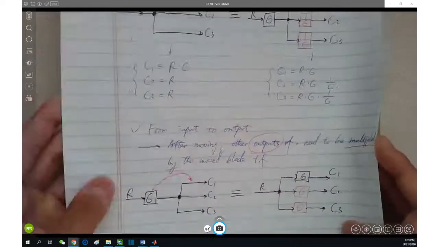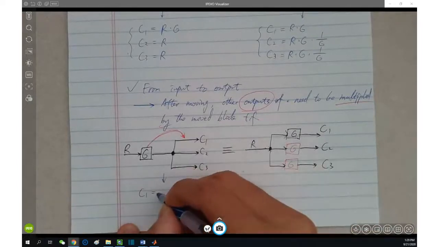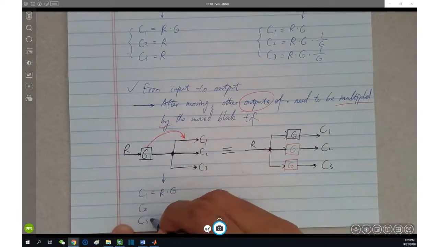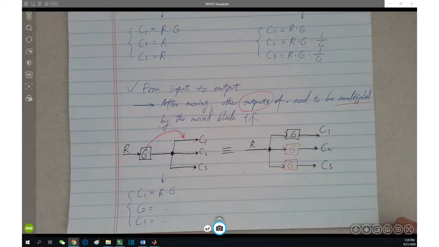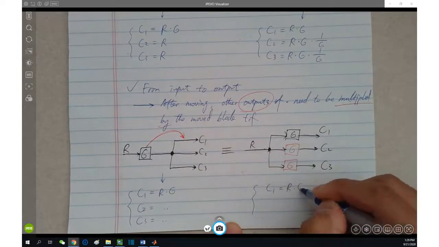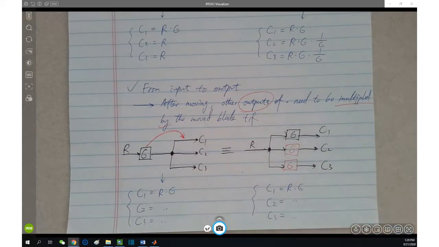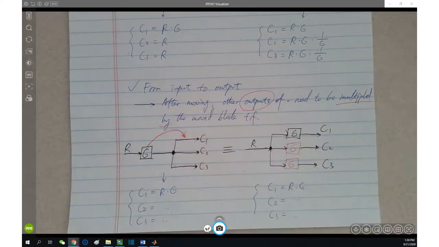And the justification is very easy too. Actually, from here you can tell C1 equals what? R times G. C2, C3 are the same. All of them equal R times G. And here, C1 equals R times G. C3 is the same as C2, same two, right? So this is once again justification of equivalence between these two, before and after moving. It must be equivalent. Otherwise, your moving is invalid.